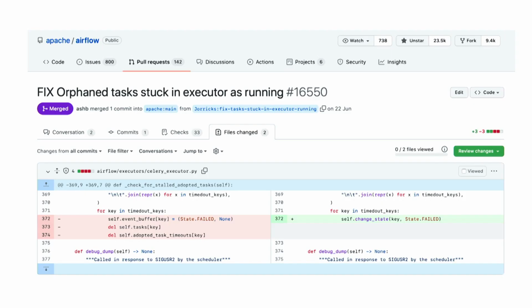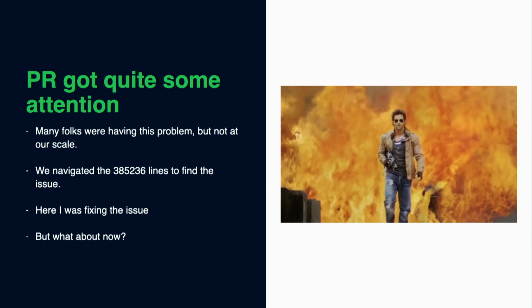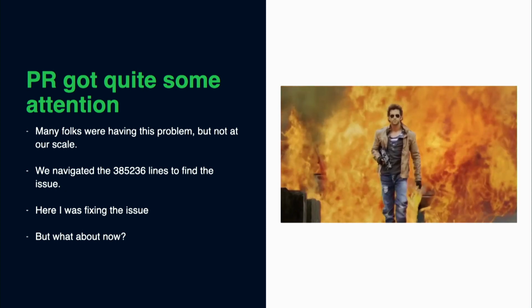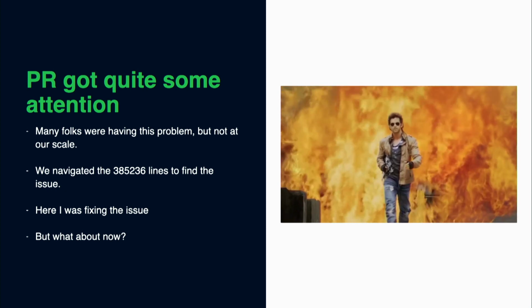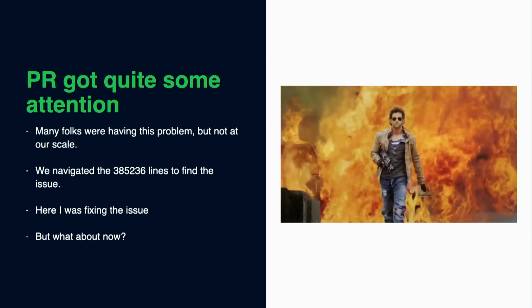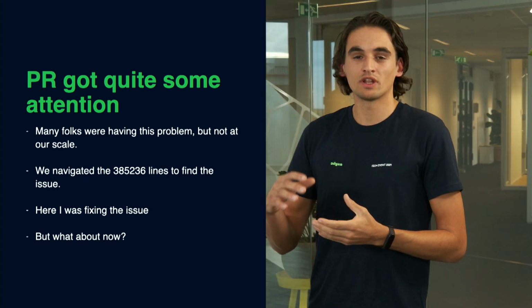All right, so we found the bug, and this is where I created the PR. As you can see, we really only changed 3 lines of what it originally was in the change state function that we saw. And this actually got quite some traction because many folks were having this problem. A lot of them weren't using Apache Airflow on our scale, so they could often fix it some other way, but we really needed to fix it.